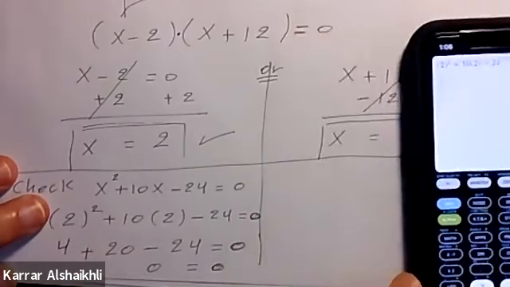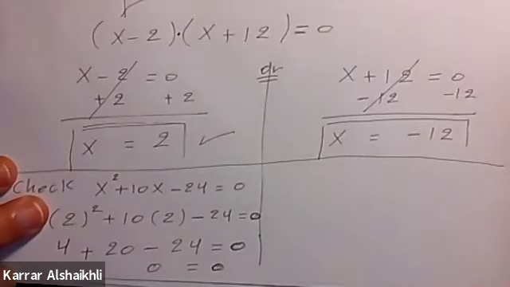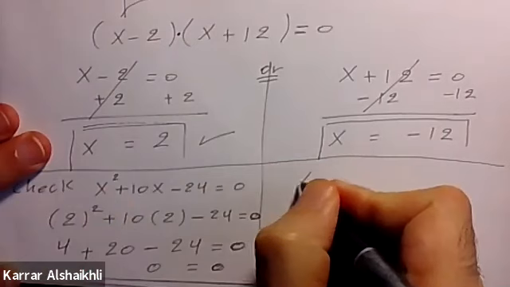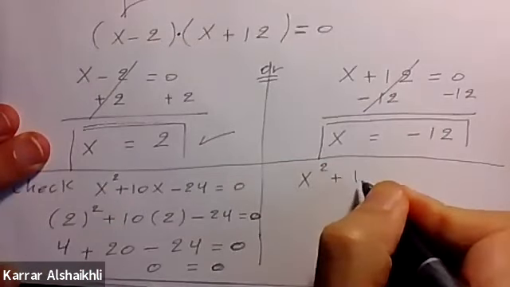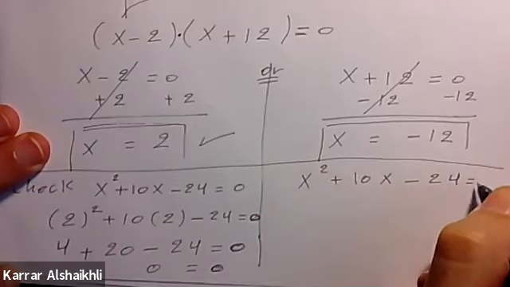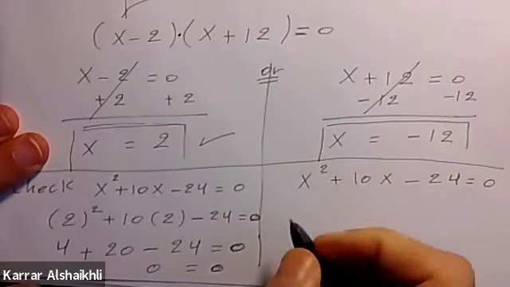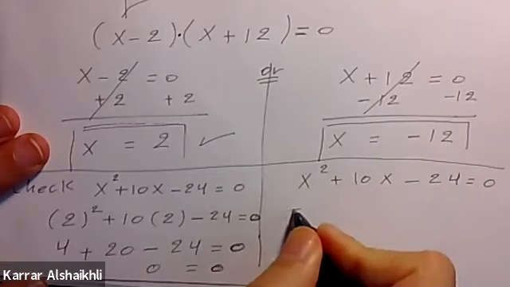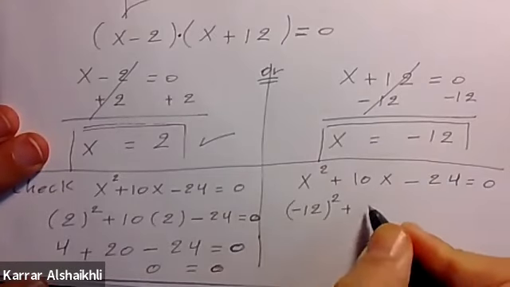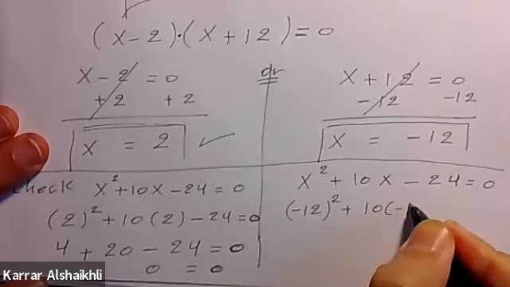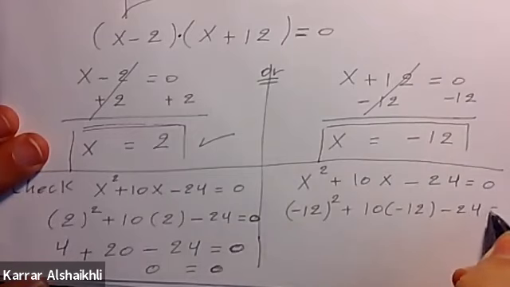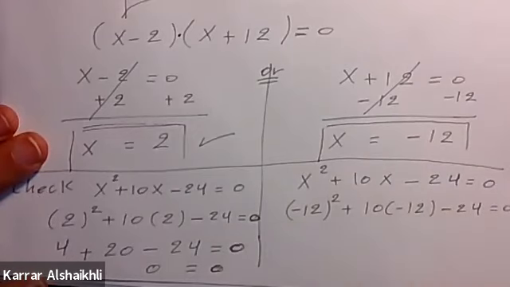Let's check the other side. I'm going to plug in the other side with x equals negative 12, exactly the same thing here. x squared plus 10x minus 24 is supposed to be equal to 0. So I'm going to plug in here negative 12. So negative 12 with parentheses squared plus 10 times negative 12 minus 24 is supposed to be equal to 0.